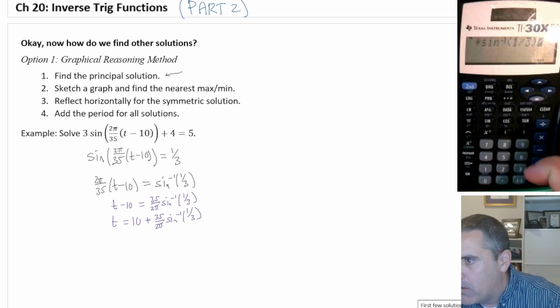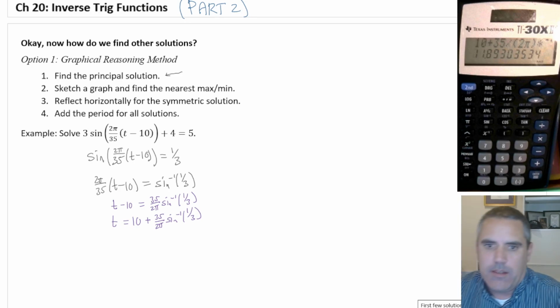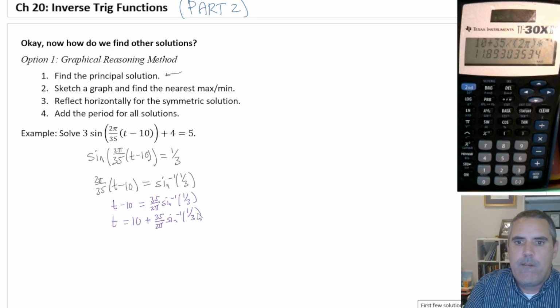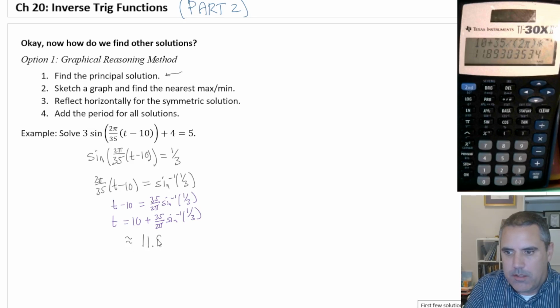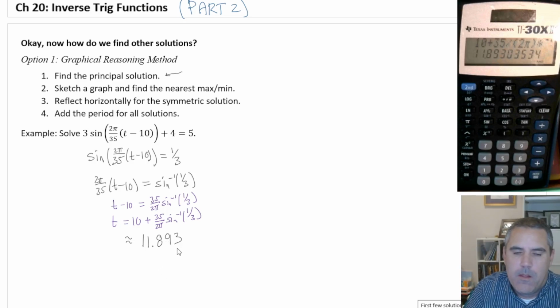Enter. Sorry, my lighting is not very good. I get 11.89. So I note that. That is 11.893. And my students know that I like to keep more digits, but I just wanted to lay out the process here.